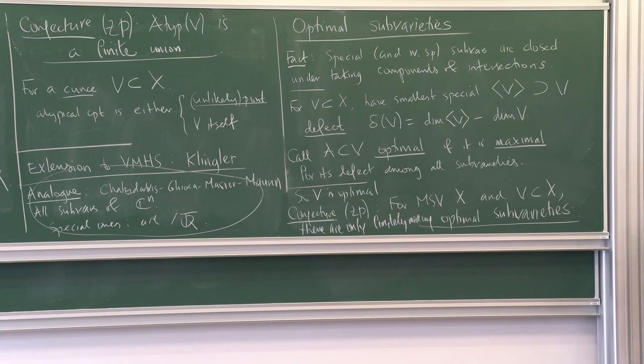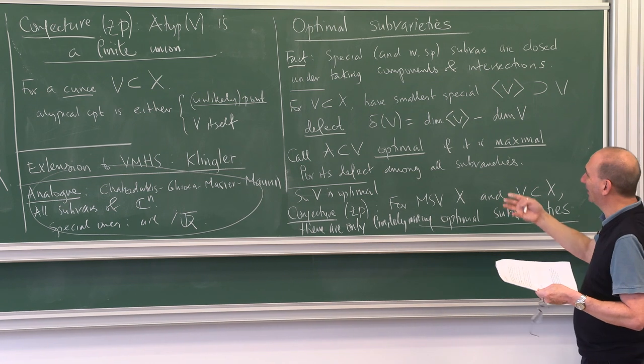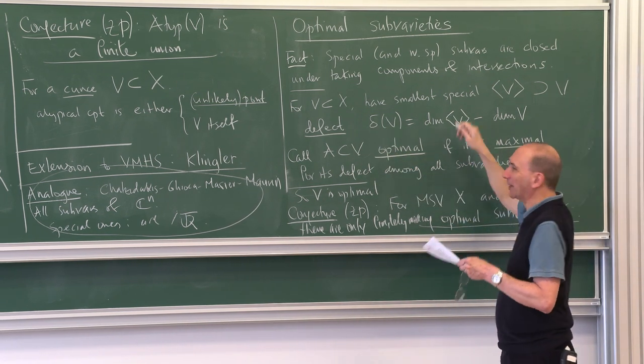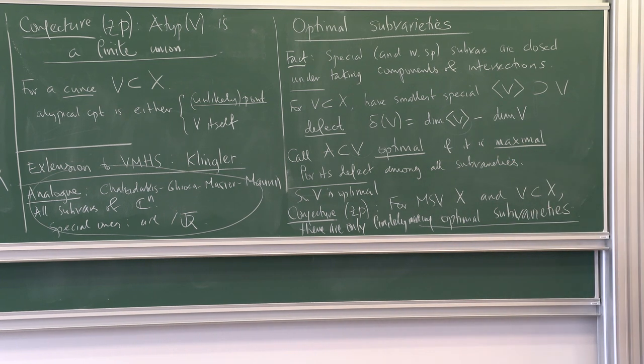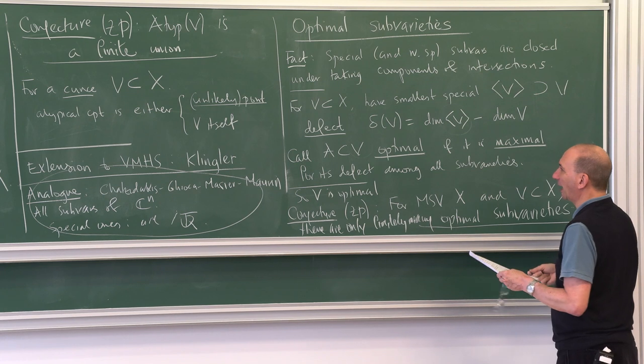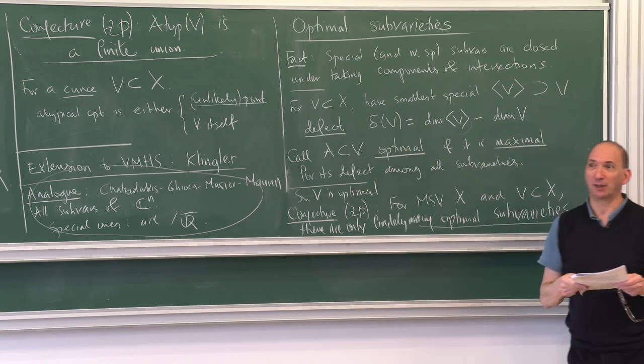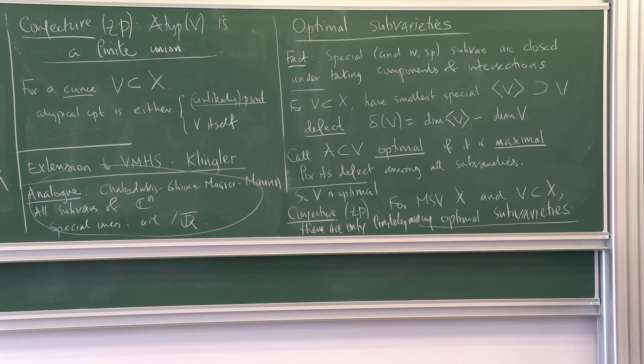And then you get rid of the unless clauses, you see, because this notion is intrinsic to V, which knows somehow about its special closure. Otherwise, if you take V in Gm to the n, but it happens to be contained in some special subvariety, then in that form the conjecture becomes trivial. But it's all equivalent. Yeah.